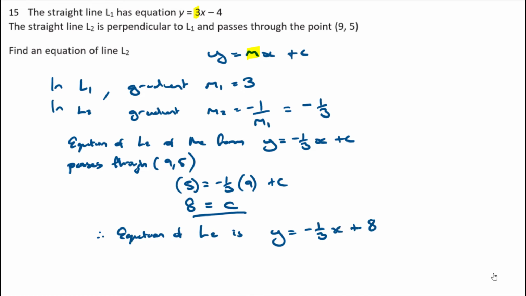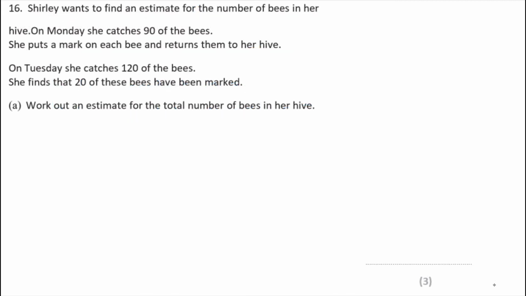Okay, we did it. Question 16. Shirley wants to find an estimate of the number of bees in her hive. On Monday, she catches 90 of the bees. She puts a mark on each bee and returns it to her hive. On Tuesday, she catches 120 of her bees. She finds that 20 of these bees have been marked. Work out an estimate of the total number of bees in her hive.